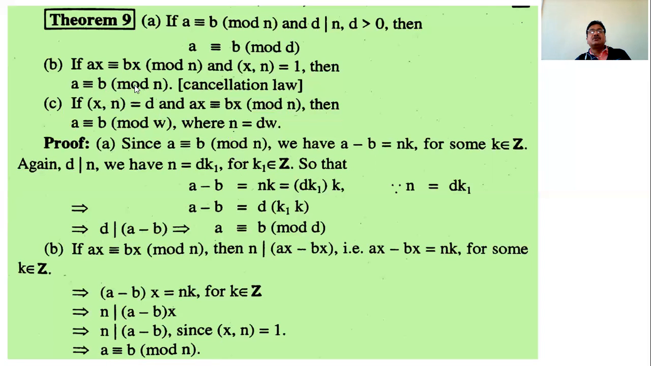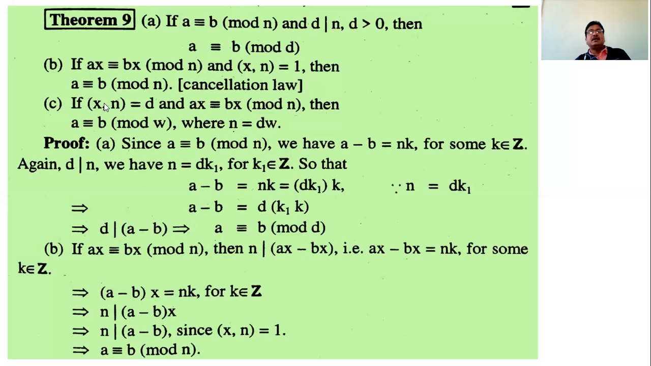We have this: a is congruent to b modulo n, and it's called the cancellation law. Then theorem number C: the greatest common divisor of x and n is d, and ax is congruent to bx modulo n. This is given, and we have to show a is congruent to b modulo w, where n is dw.